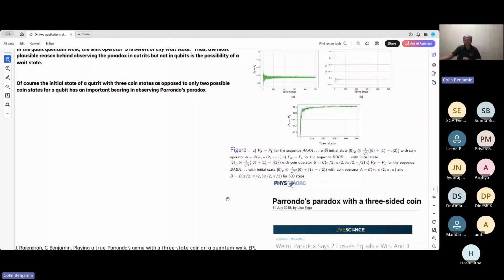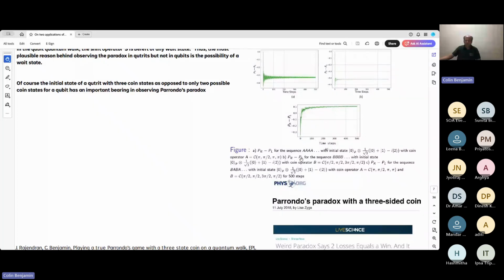We define losing if the final end position of my walker is towards the left of the origin. And if he ends up at the right of the origin, he is winning. So here the coins which we play with are some unitaries, some arbitrary coin operators. So here we have the C, which has these angles here, pi, pi by 2, pi and pi, which represent, if you parameterize any matrix, you will use these kinds of angles. So these will give you a losing game in both cases.